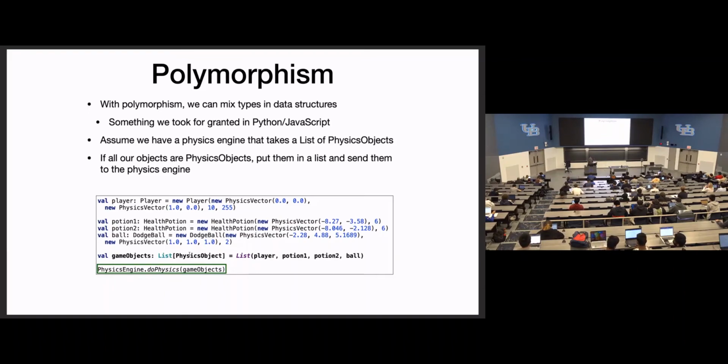Polymorphism lets us do that. The list of type physics object, give it a whole bunch of things. As long as those things extend physics object, we can do this. Write your physics engine to work with physics objects. Anything that is needed for the physics engine, define that in the physics object class. And then everything else that extends physics object can add game-specific features.